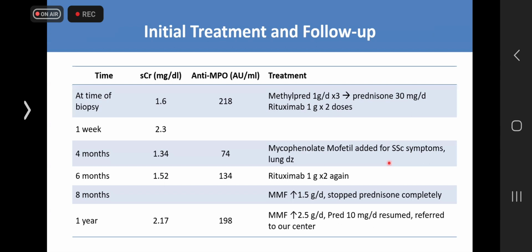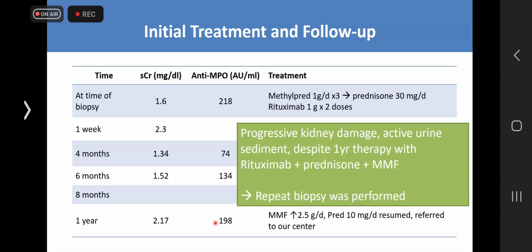So what happened to this patient? By 6 months, his creatinine was already starting to go up again, and he was redosed rituximab for maintenance and maintained on mycophenolate as well. Actually, he came off of prednisone completely as mycophenolate was up titrated, and despite this, at 1 year, his creatinine had gone back up to 2.2. Anti-MPO was again 200, and urinalysis actually revealed ongoing proteinuria and hematuria.